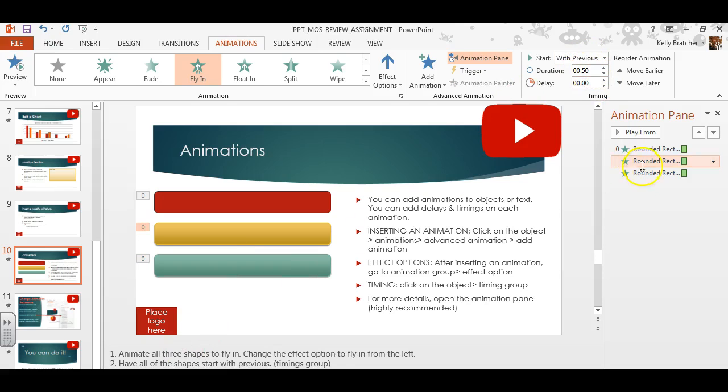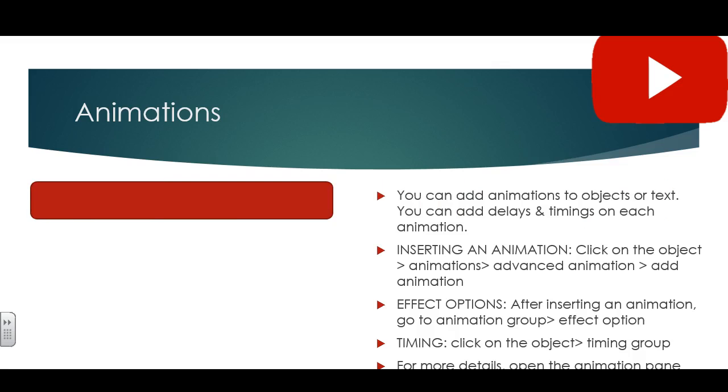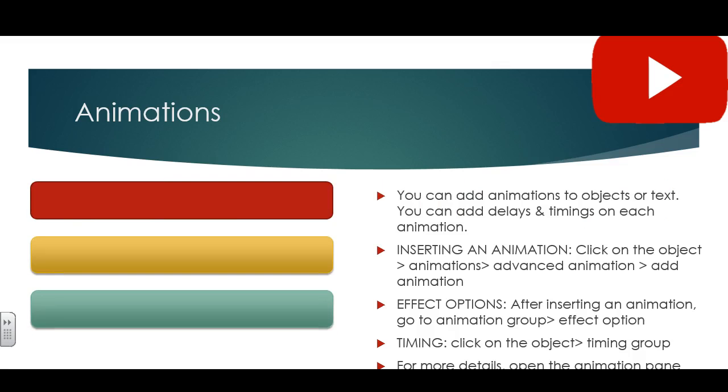And since I changed the settings, what we're going to need to do is add that delay back in to make sure that it is there. So 2 seconds for the yellow and 3 seconds for the green. Always test your animations to make sure that they look the way that you want. So it's a great idea to play that slideshow. 2 seconds later, that should come in, and then the green one.